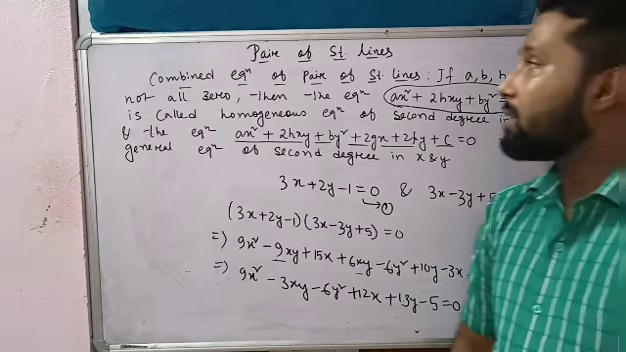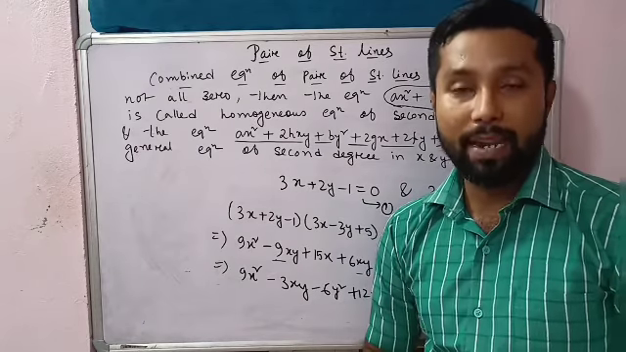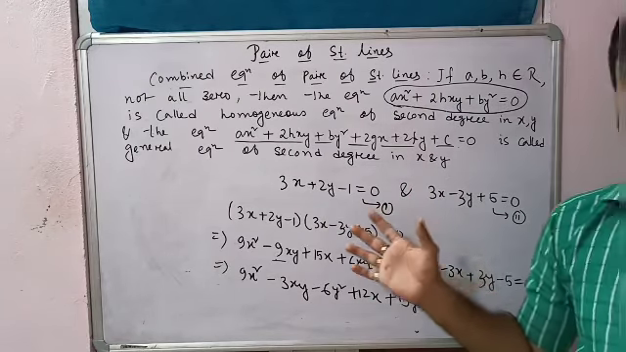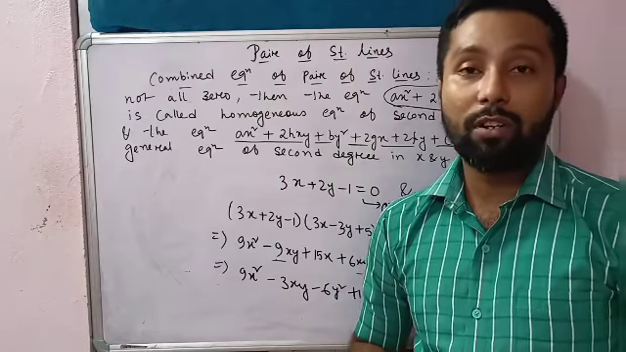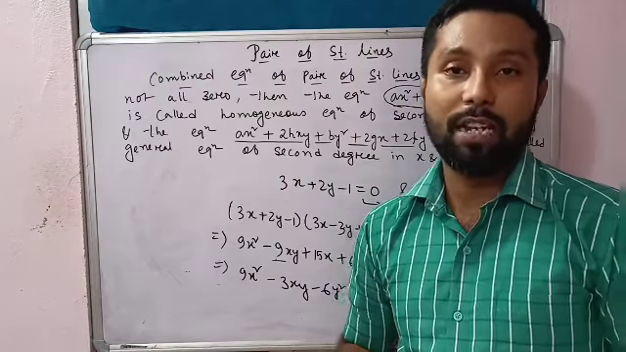So now I am going to give more formulas of pair of straight lines. That was the definition with example. Now I am going to give the next formulas. This is required for your objective purpose. Okay, this pair of straight lines.